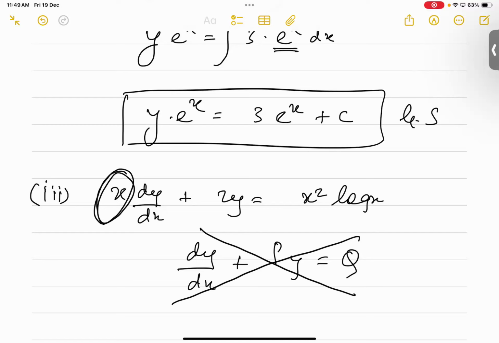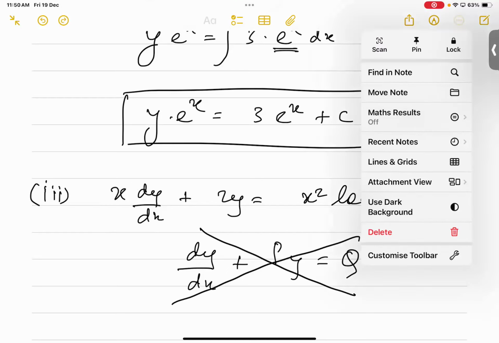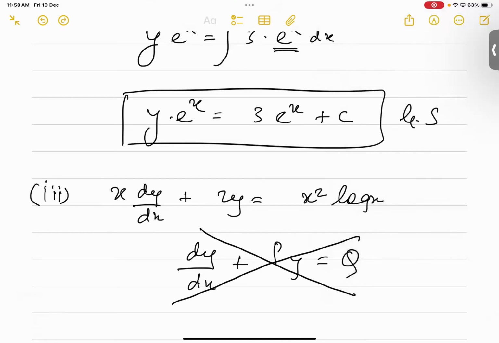Correct. That's right identification. This x is creating a problem. Had it not been there, then we can compare. Right? So we'll eliminate that x. How to eliminate that x? Tell me.